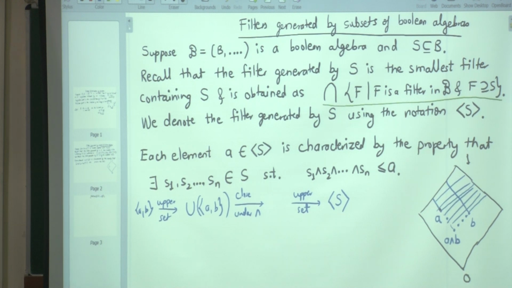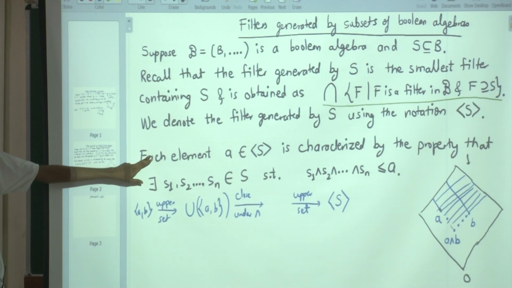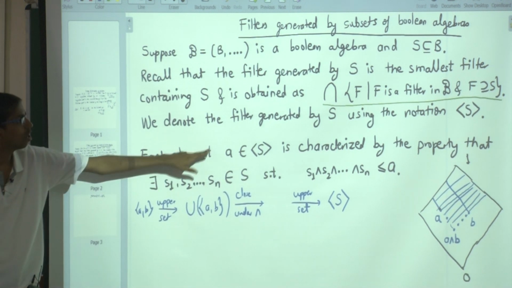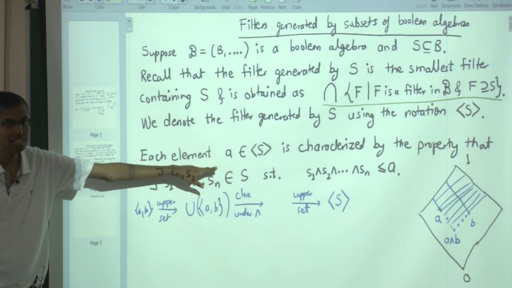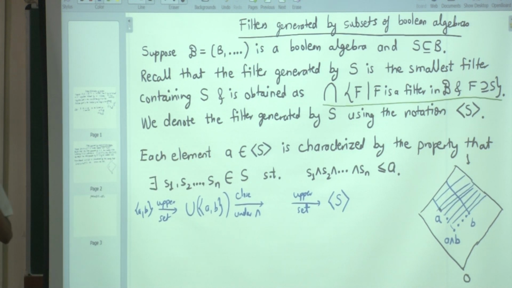We do not have to go on indefinitely. Close under meets, then upper sets and meets and upper sets and meets and upper sets. No, we don't do that. Actually, only 2 steps are sufficient. First, close under finite meets and then take upper set. Only those 2 steps are sufficient, and for that reason, now read this statement. Each element of the filter generated by S is characterized as it is an upper bound of some finite meet of elements of S.